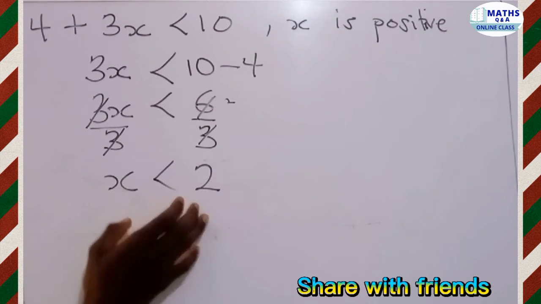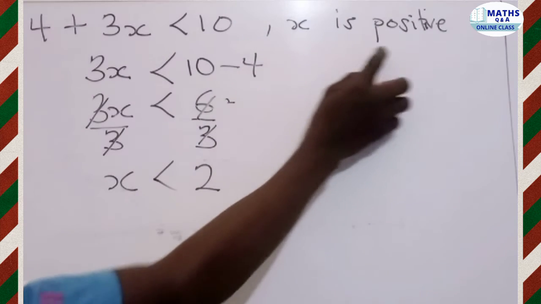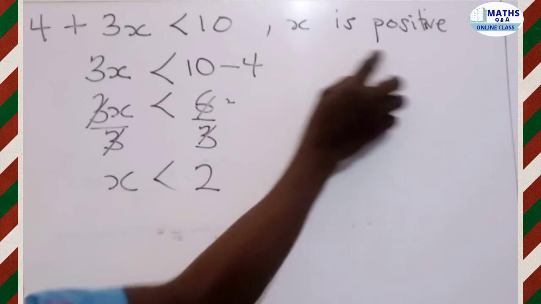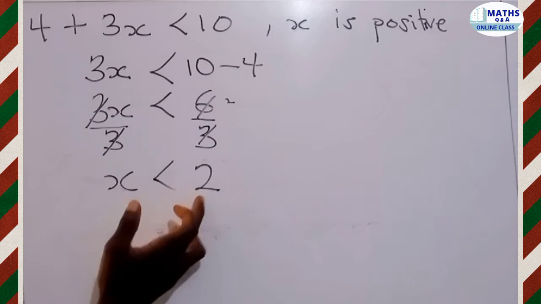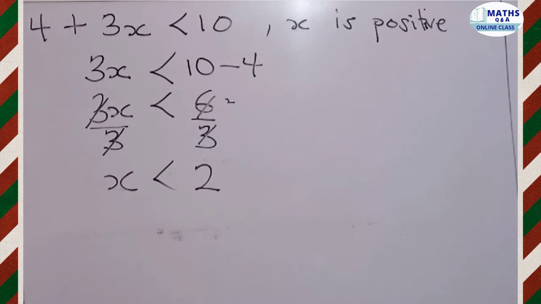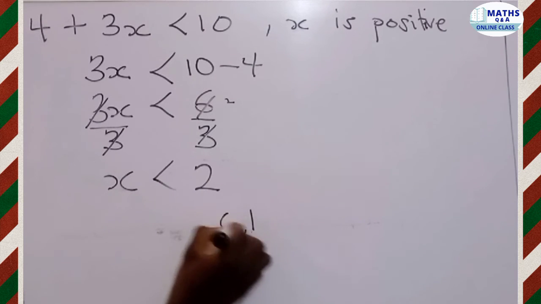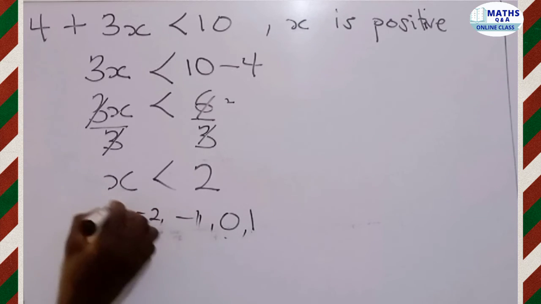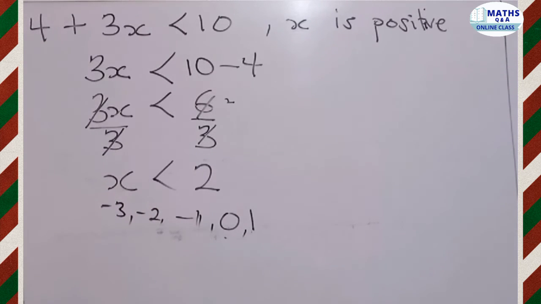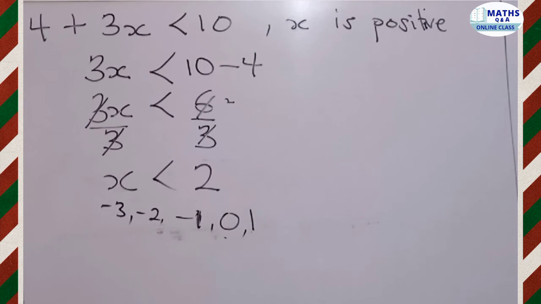Now that we have this, this should be the final answer, but there is something here. Okay, the description here says that x is positive, right? Now x less than 2 means numbers which are all less than 2. Numbers which are less than 2 start from where? 1, we have 0, we have -1, we have -2, we have -3, and the rest. But the inscription here states that x is positive. So that means these negative numbers are not part.